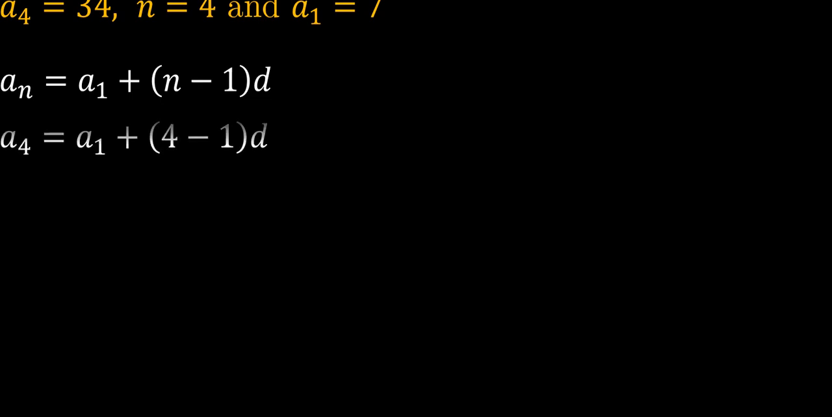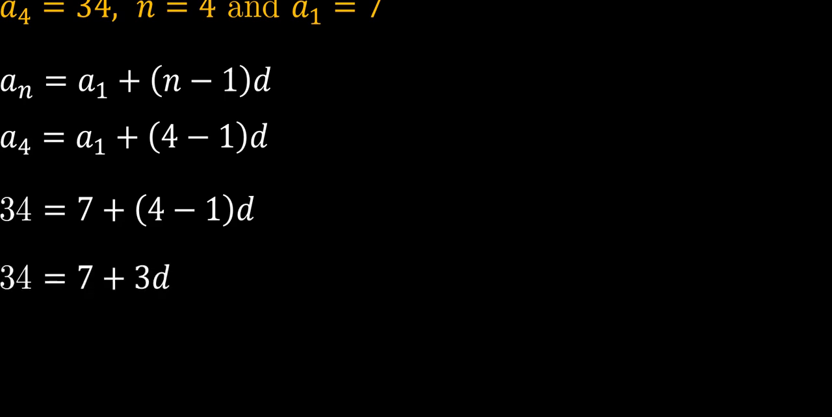So a sub n will become 34. Let us first substitute n equals 4 so that it will be clear for us. So a sub 4 now, let's replace this with 34. That gives us 34 equals 7, which is our a sub 1, plus (4 minus 1)d, will give us 7 plus 3d equals 34.